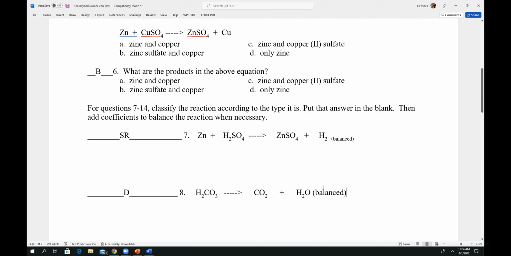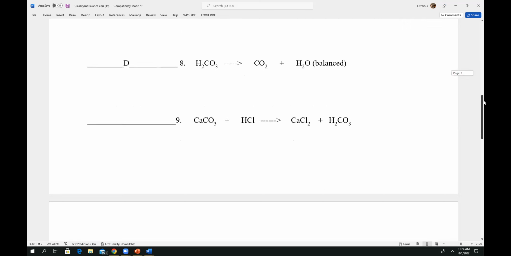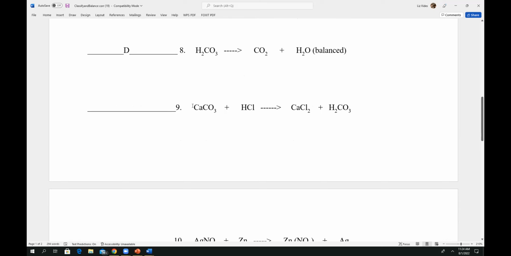All right, so next we have, okay, this one. What's going on is the calcium and the hydrogen are switching places. You see that? So this is known as a double replacement or double displacement, however you want to call it. All right, so calcium, chlorine is not balanced. See, you got to compare the most complicated one first, and that's that one.